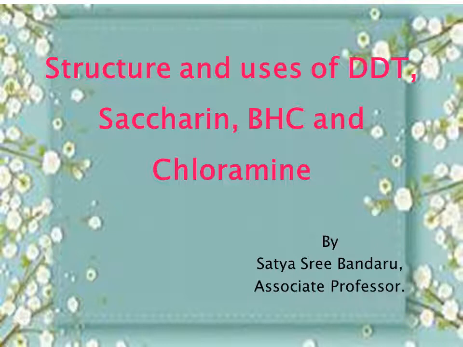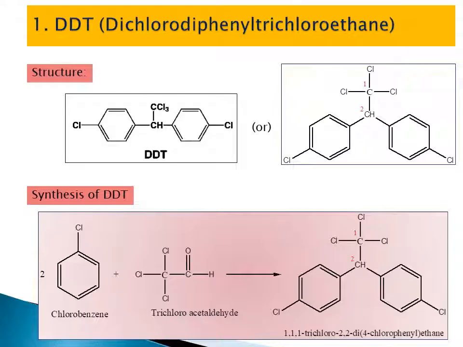So in this video, I will explain the last and final topic in the first unit of Pharmaceutical Organic Chemistry 2, that is the structure and uses of four important compounds: DDT, saccharin, BHC and chloramine. The first compound is DDT. DDT is nothing but dichloro diphenyl trichloroethane.